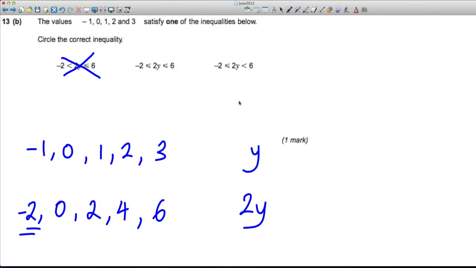So this one can't be the case. Now this one here, I also know 2y can be 6. It is not strictly less than 6. It can equal 6. So it can't be that one. So the only one it can be is this one, because I know that 2y can be -2, 0, 2, 4 or 6, and this is the only inequality that allows you to be equal to -2 and equal to 6, as well as being 0, 2 and 4. So that is that.